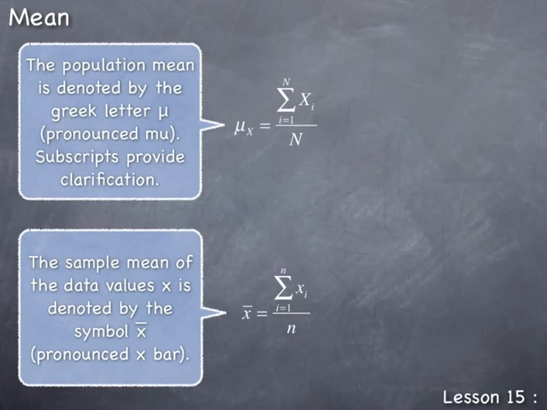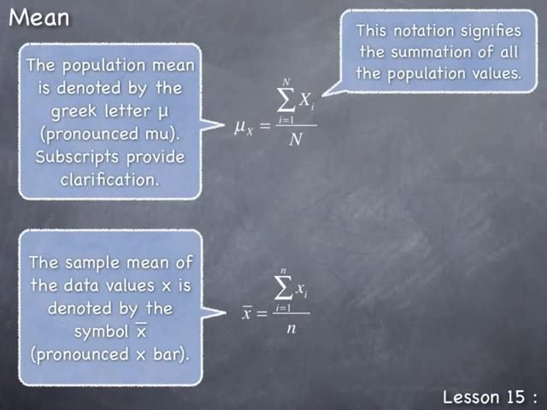Both the population mean mu and the sample mean x bar are calculated in the very same way. That is, you have to sum up all the data values and divide by the total number of data values that were added. The only difference is the context. That is, are the data values that we're summing up all the data values in the entire population? If so, then we're calculating the population mean. But if the data values are only part of the population, that is, a sample, then we're calculating the sample mean.